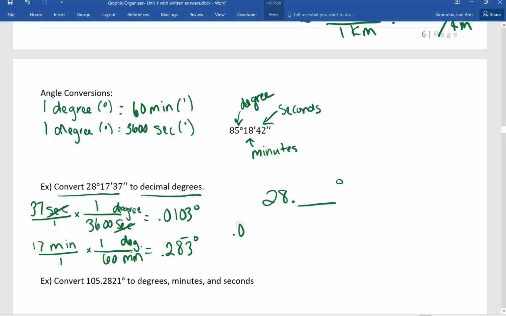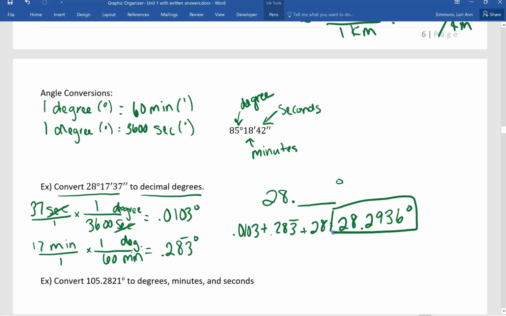So we're going to add 0.0103 plus the 0.283 plus the 28 degrees to get 28.2936 degrees. Significant digits do not apply here, so we will just round to 4 decimal spots.